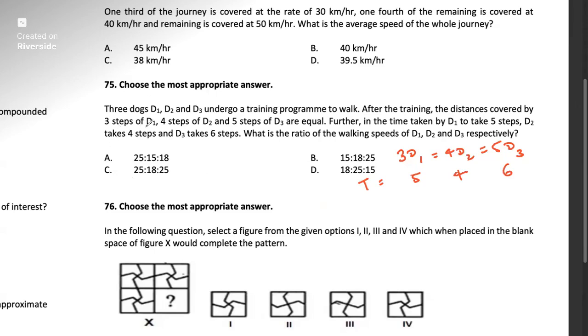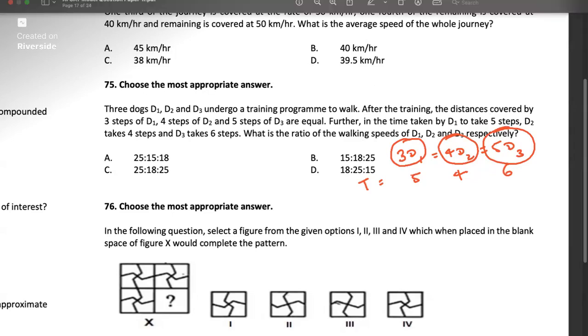Okay, let's forget this one. So the question is saying 3 dogs are going under training. After training, the distance covered by 3 steps of D1 is equal to 4 steps of D2 and 5 steps of D3. Further, in the time taken by D1 to take 5 steps, D2 takes 4 steps, and D3 takes 6 steps. What is the ratio of the walking speed of D1, D2, and D3 respectively? What do you guys think? Is it a maths question or a reasoning question?